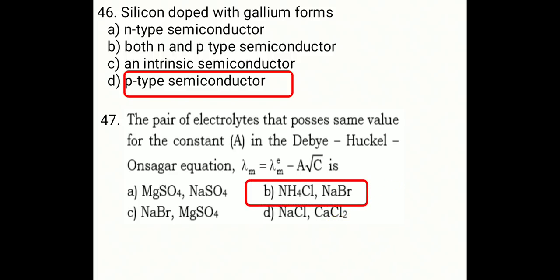So here the A value constant is calculated based on the charge. If the charge is plus 2, that will have the same value. If the charge is plus 1, that also has the same value. So plus 1 is the answer. So B is the correct answer.